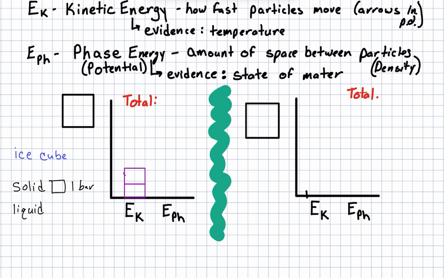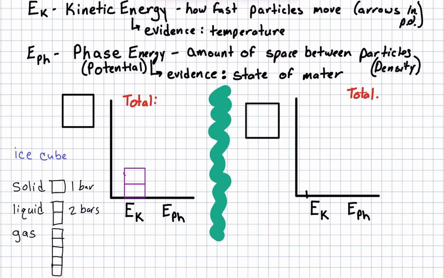its particles are spaced out a bit more than solid, to the point that they're able to move past one another. That's why liquids flow. And so a liquid has 2 bars of energy. However, a gas has a lot of space between particles, to the point that we can compress it. We did so in our syringe last week. And so a gas is going to be represented by 4 bars of energy. So there is no 3 bars for phase energy.